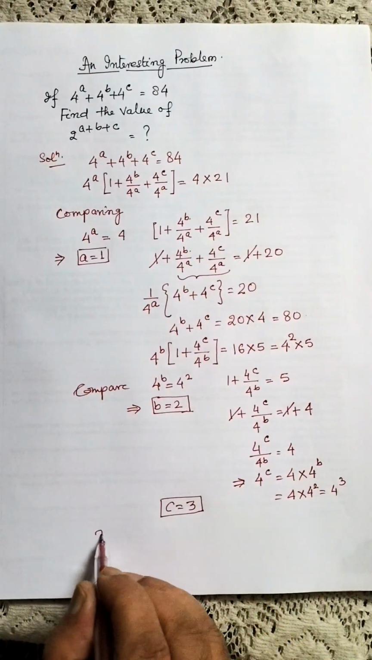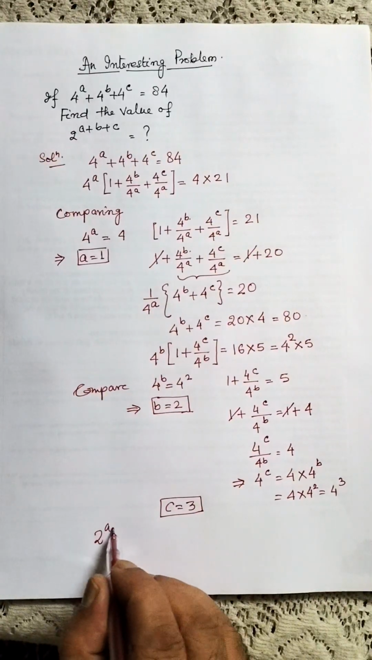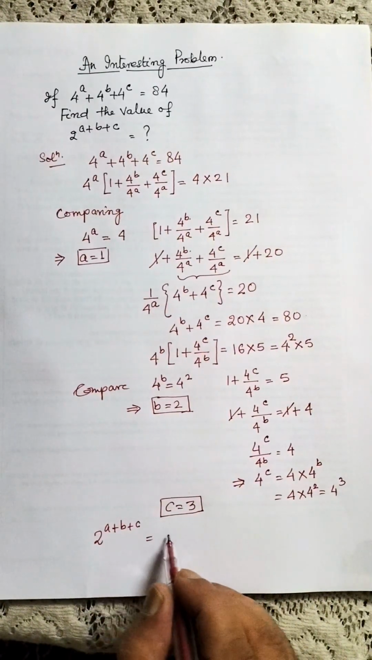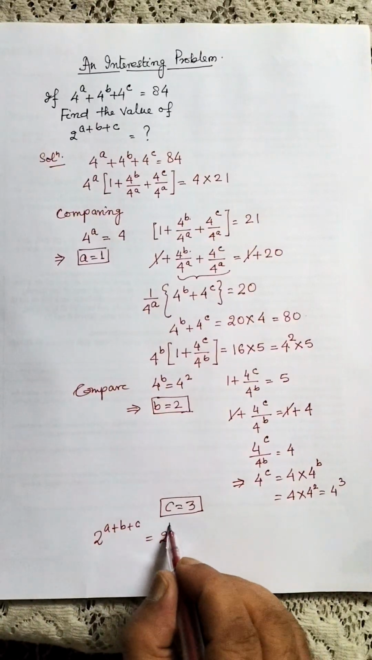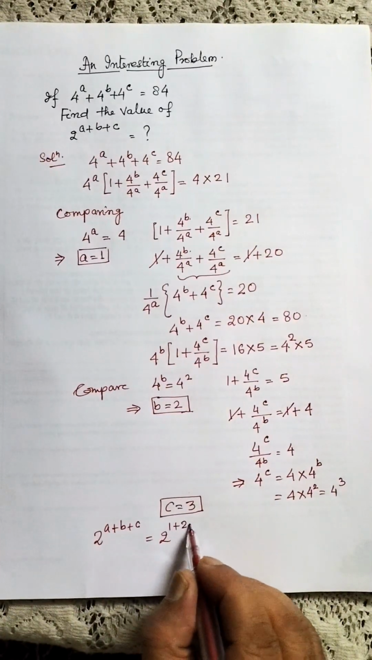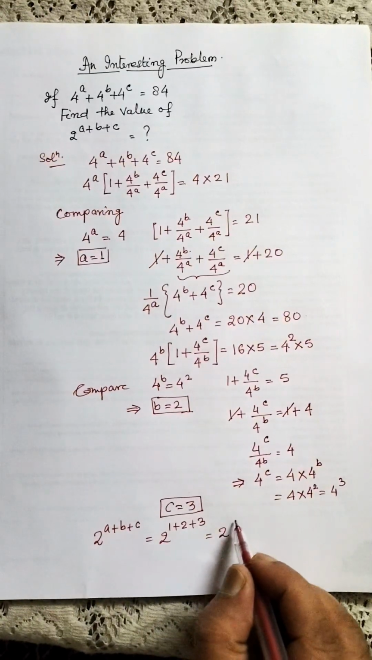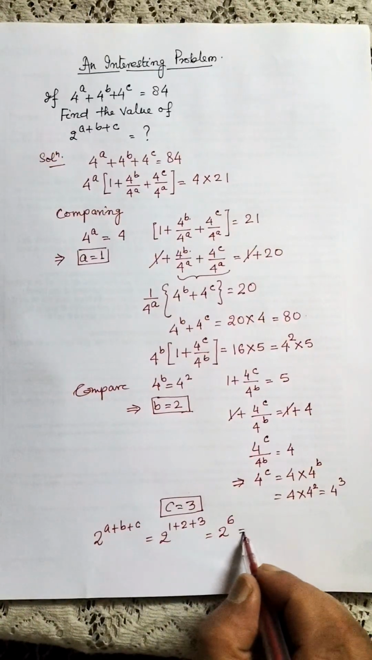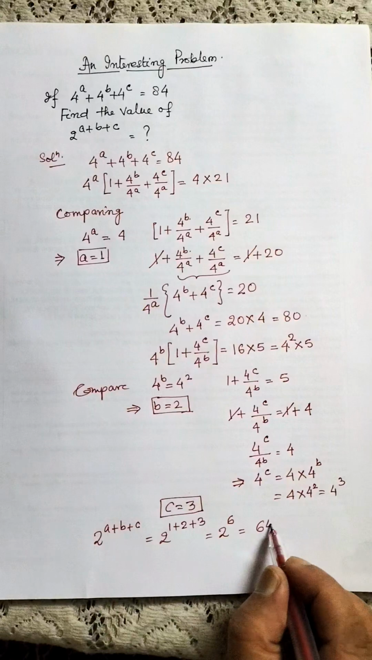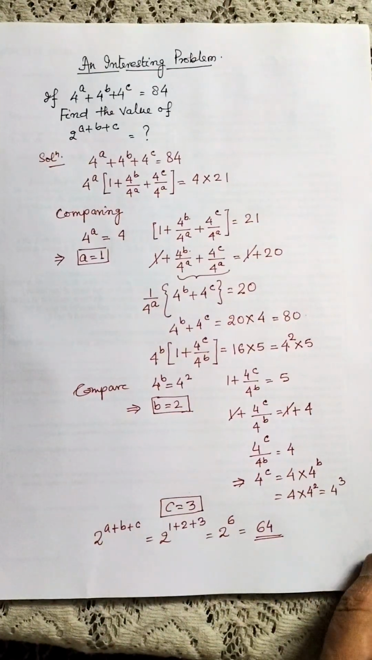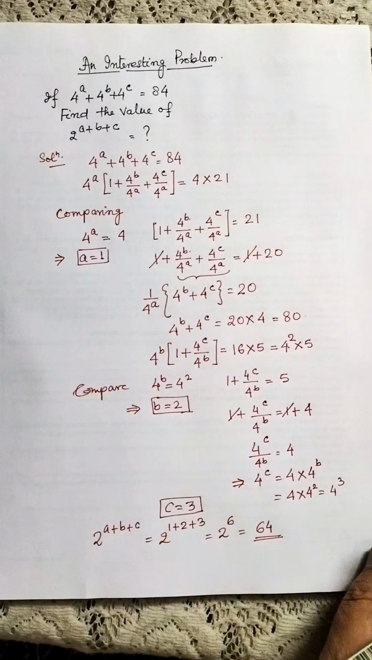So we can find out the value of 2 to the power of a plus b plus c as 2 to the power of 1 plus 2 plus 3, which is nothing but 2 raised to the power of 6, and that is equal to 64. This is our final answer. Isn't it an interesting problem?